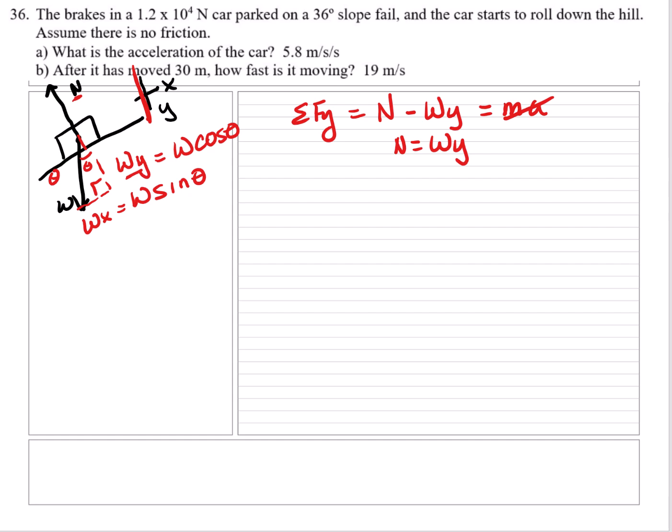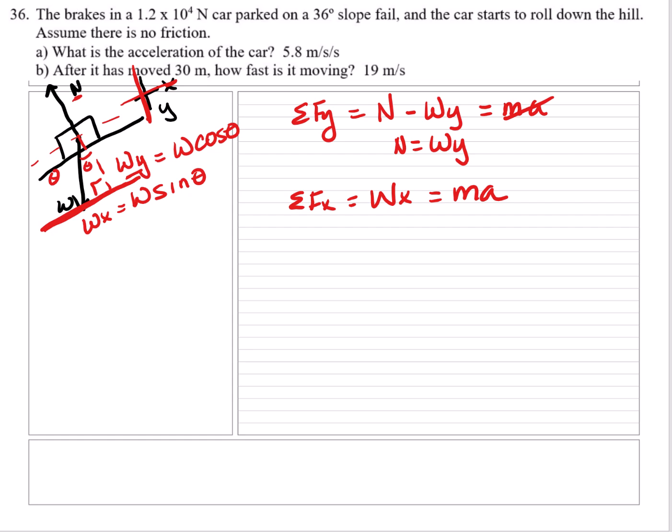Next, in the x direction, x is parallel to the inclined plane or the slope. If you notice, the only vector that is parallel to that slope is the Wx. So Fx is going to equal Wx, which is equal to ma. ma is not equal to 0 because we are looking for acceleration.